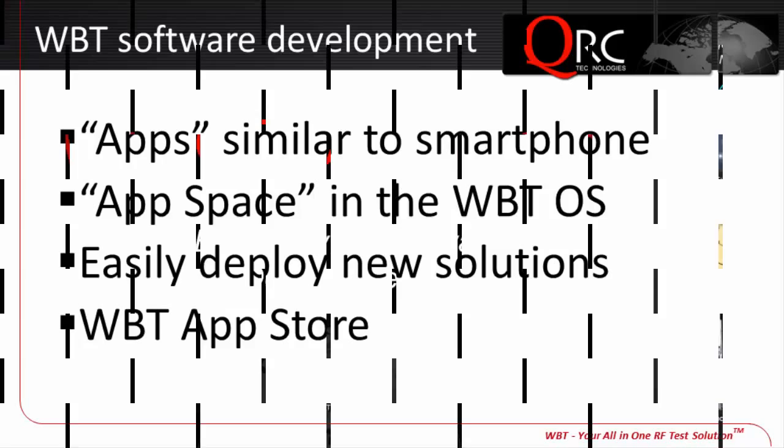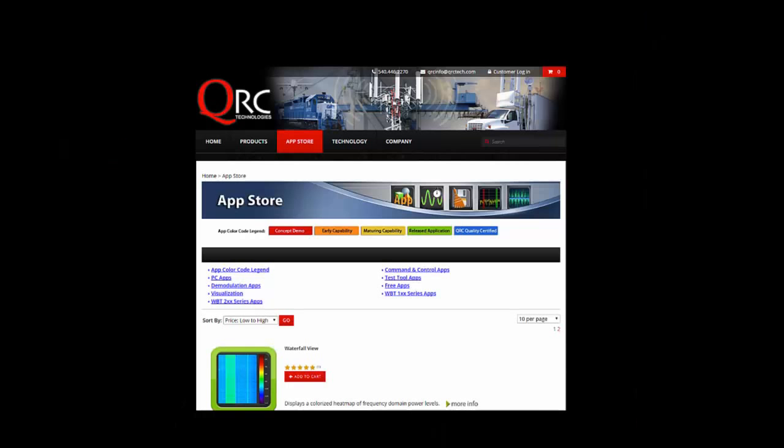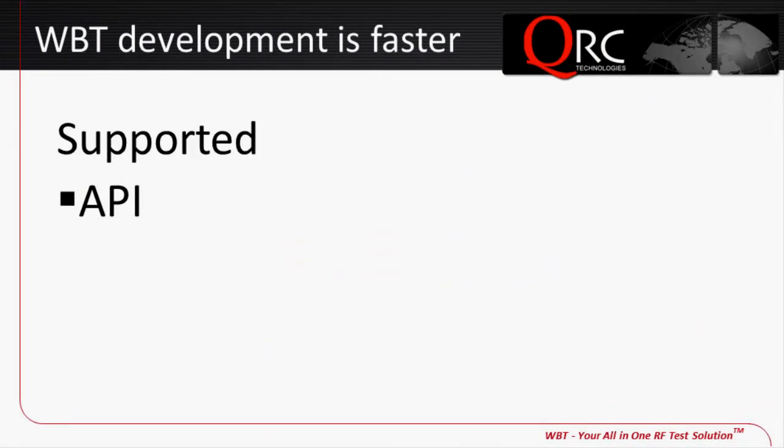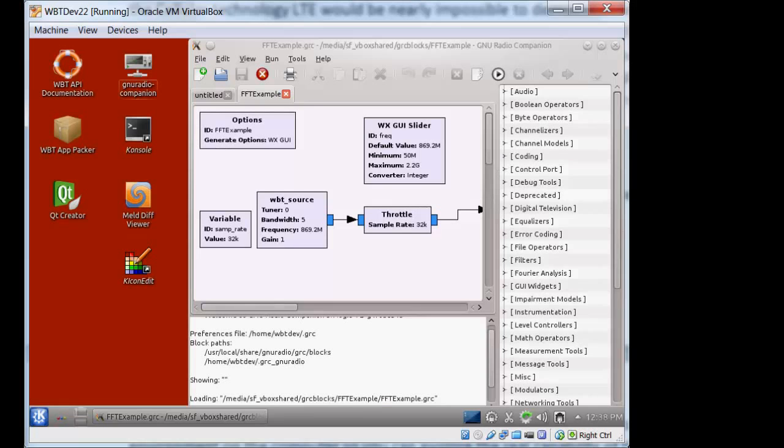QRC also maintains an online WBT app store where your app solutions can be deployed or sold. You control the licensing and the features of the apps your developers create for the WBT. We provide a fully documented and supported application programmer interface, user interface components like Qt, file interface, and other tool building support. Developers may create solutions in C++ or Python.